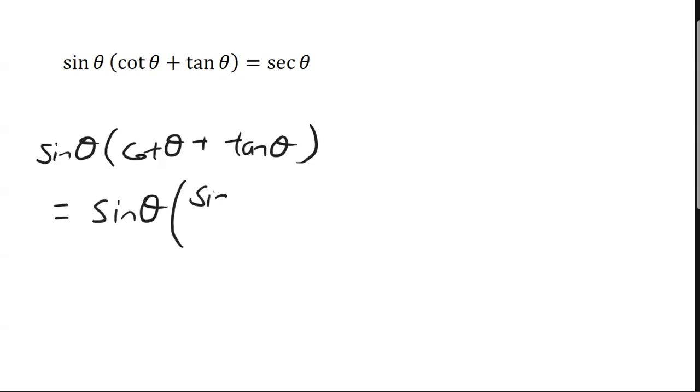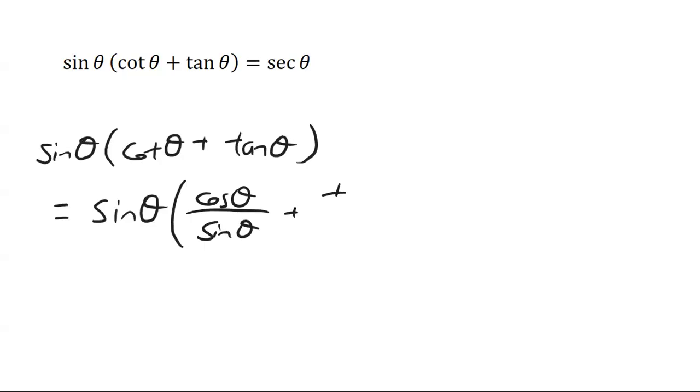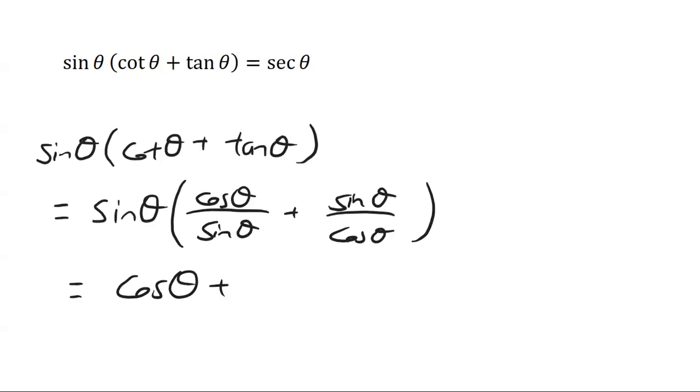This is one approach. Cotangent theta is actually cosine theta over sine theta. And then tangent theta is sine theta over cosine theta. All right, now let's distribute the sine theta to both terms. So we get cosine theta plus sine squared theta over cosine theta.